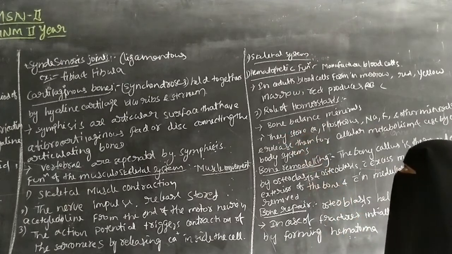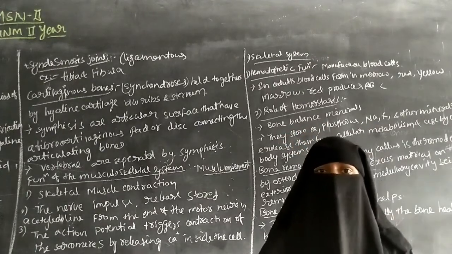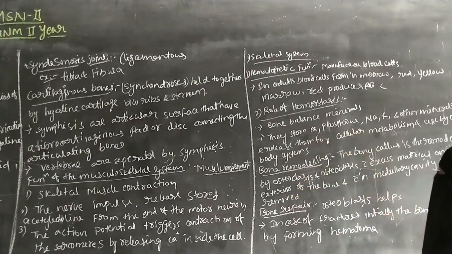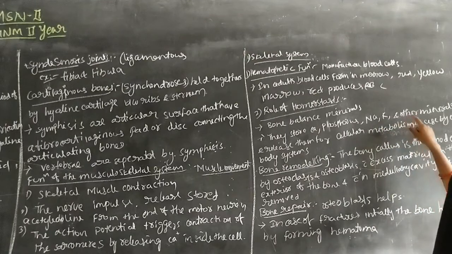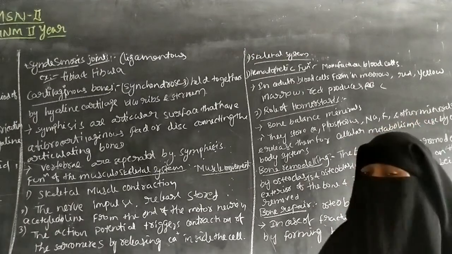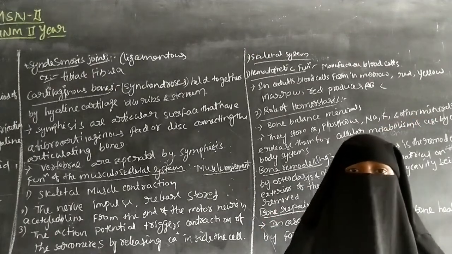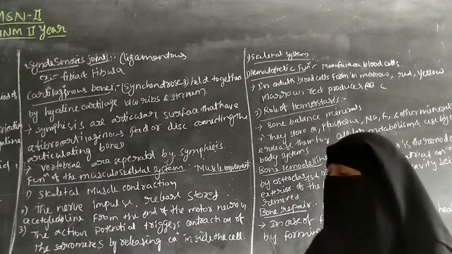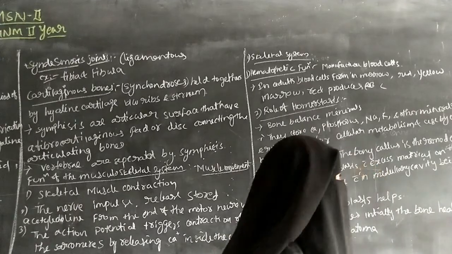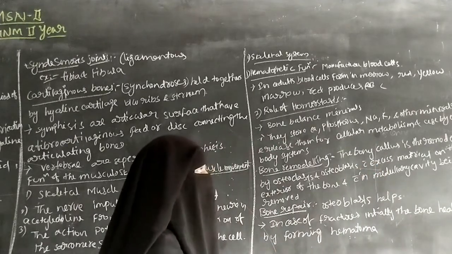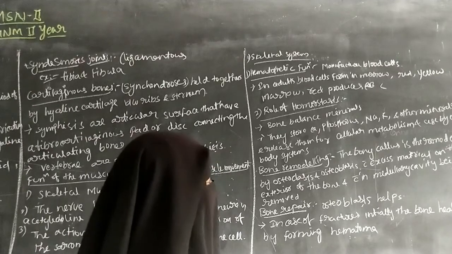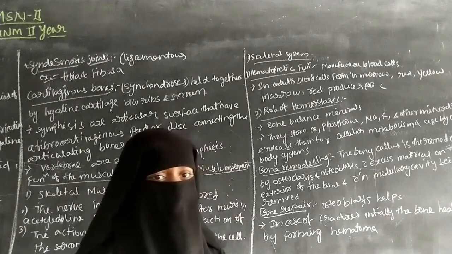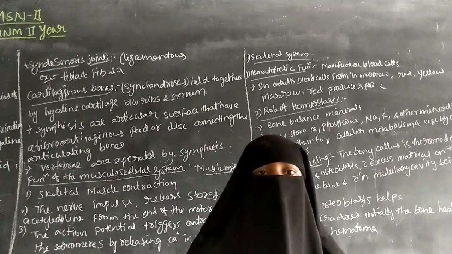So the role of homeostasis means it balances the minerals, and the bones store calcium, phosphorus, sodium, potassium and other minerals. They can be released during cellular metabolism and used by the other body systems.